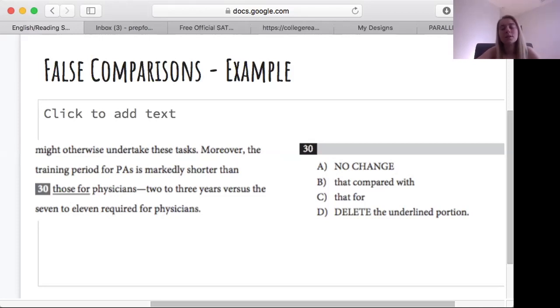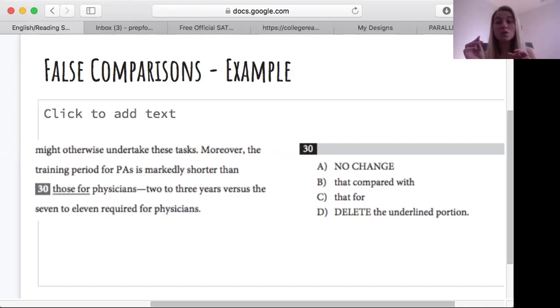Double check to see what it's comparing. Is it comparing the training period? Is it comparing the PAs? It has to compare the same thing. So it can't compare the PAs to the positions, because notice those are different items. It has to compare like the others.